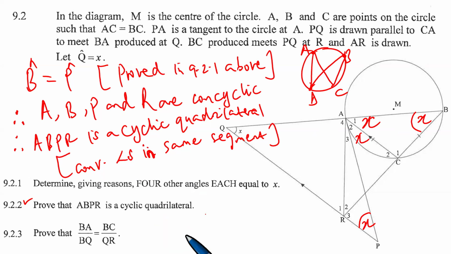Okay, so we've proven that ABPR is a cyclic quadrilateral. We've proven that by proving that the points A, B, P, and R are concyclic, and because we found angles in the same segment, that meant that the four points involved are actually concyclic points. We prove the next question.